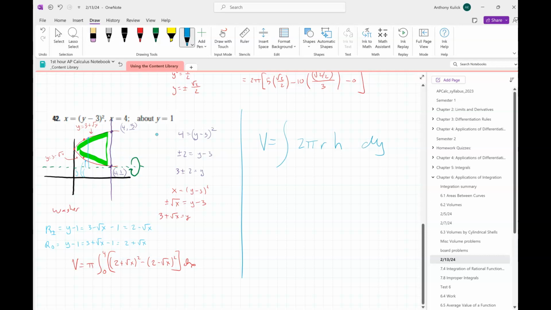Because I'm going to be building my cylinders or my cylindrical shells this way, right? Like when it's being rotated. I can understand the equal pieces, but if you don't have a picture, isn't it supposed to be perpendicular to the axis of rotation?